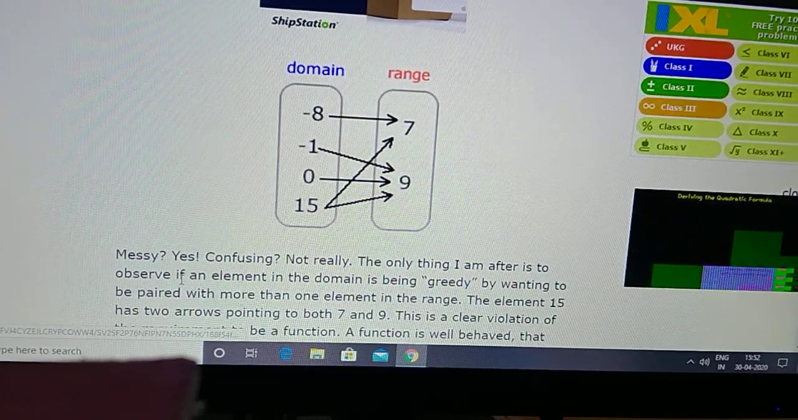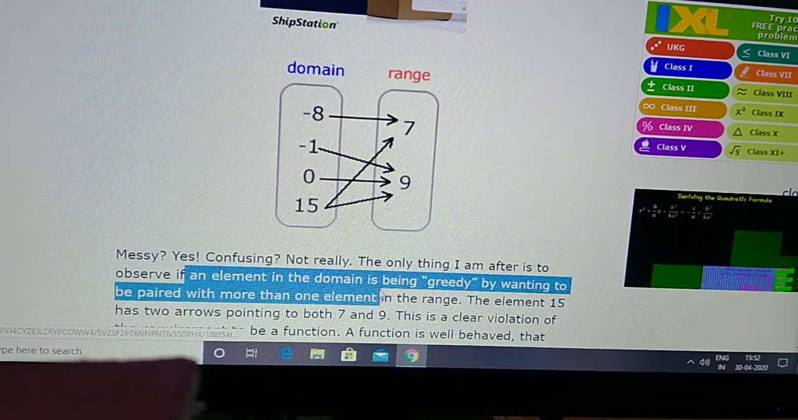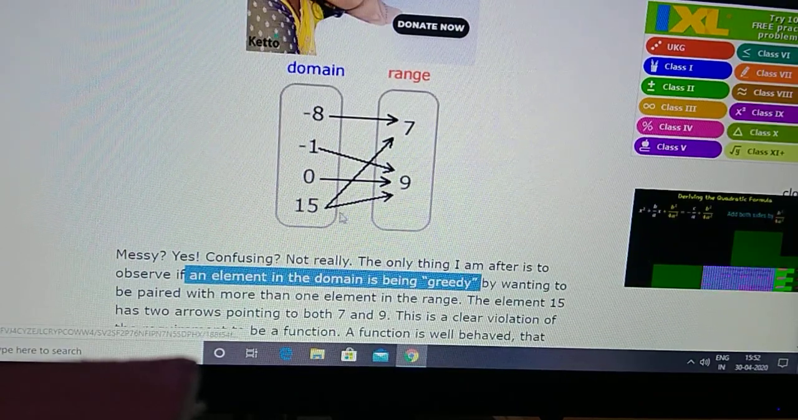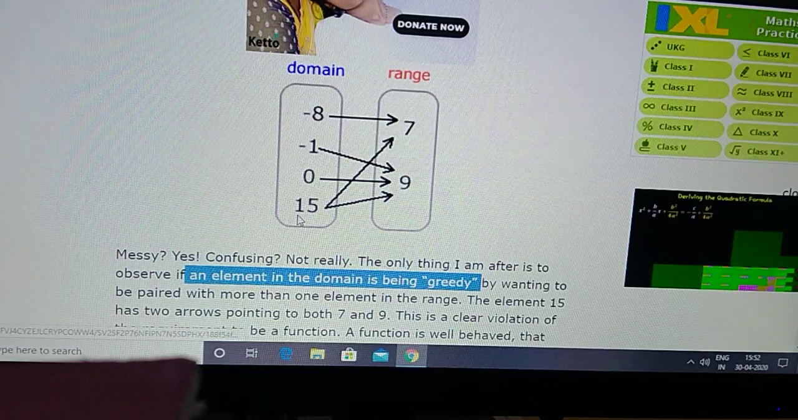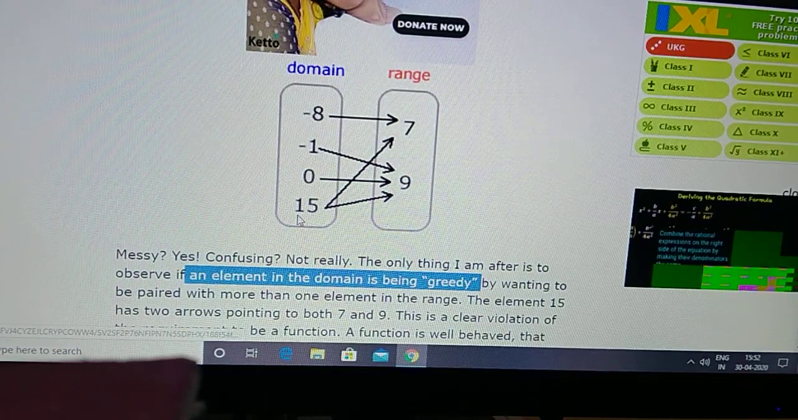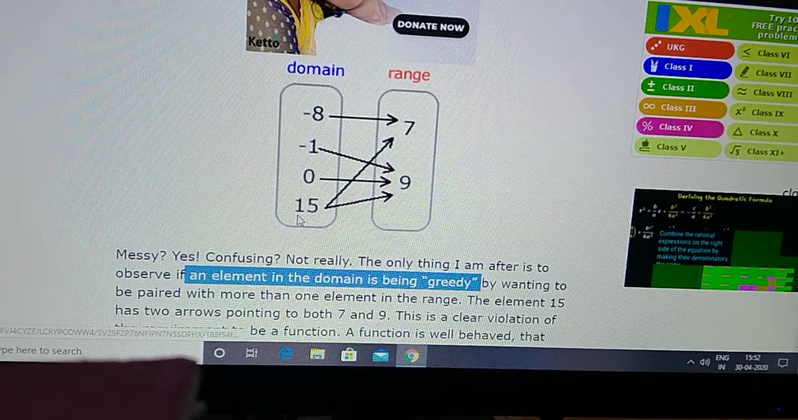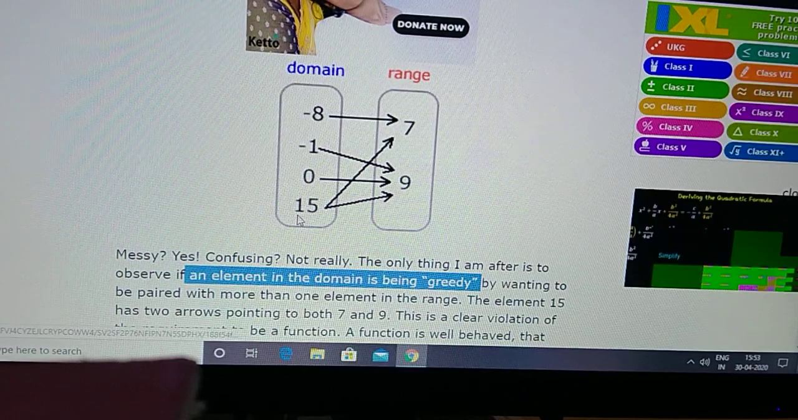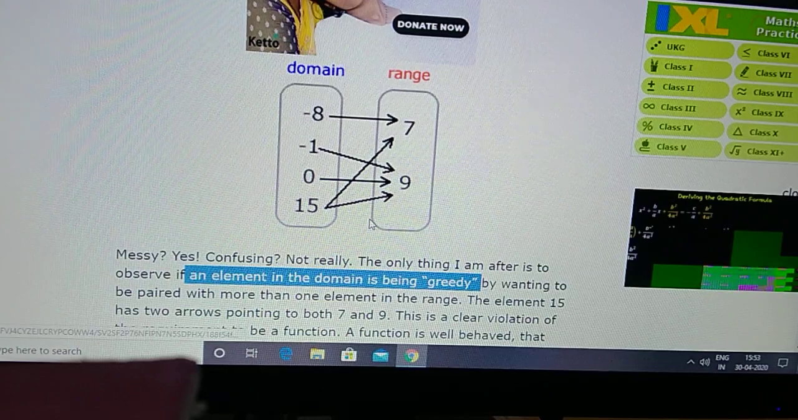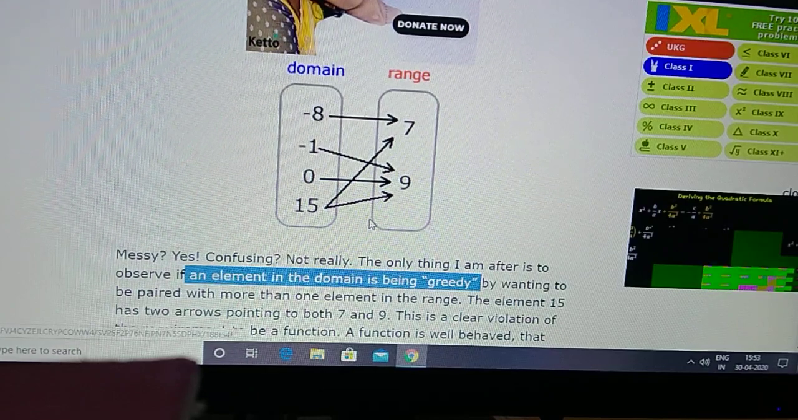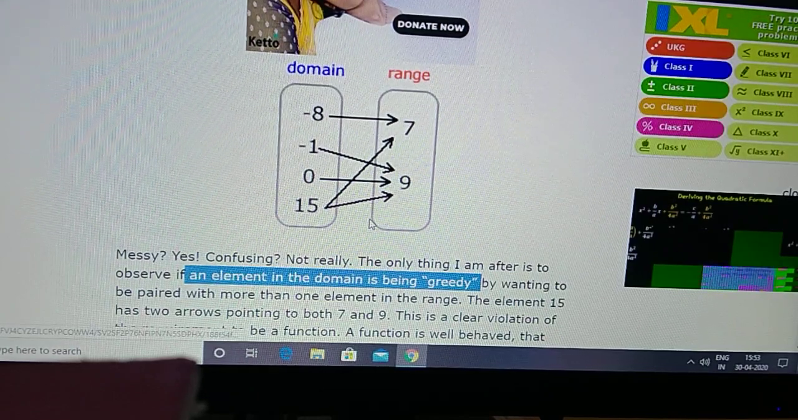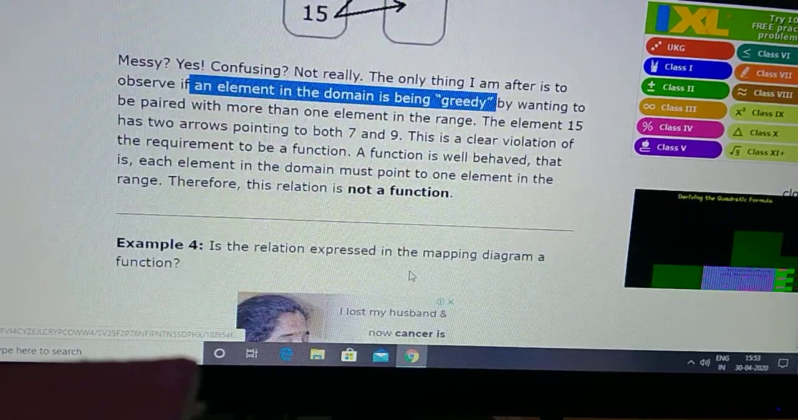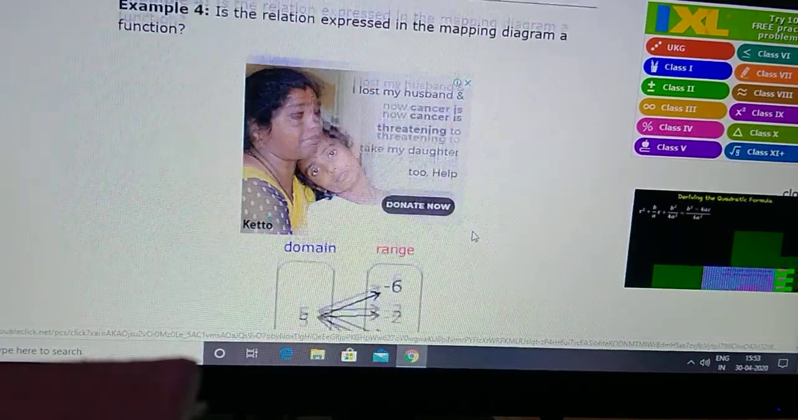It has been written also that an element of the domain is being greedy, meaning 15 is greedy; you must be associated with only one. Or you can say, if you have one wife, you are a function. But if you have two wives, you are not in the form of a function. Let's move ahead.